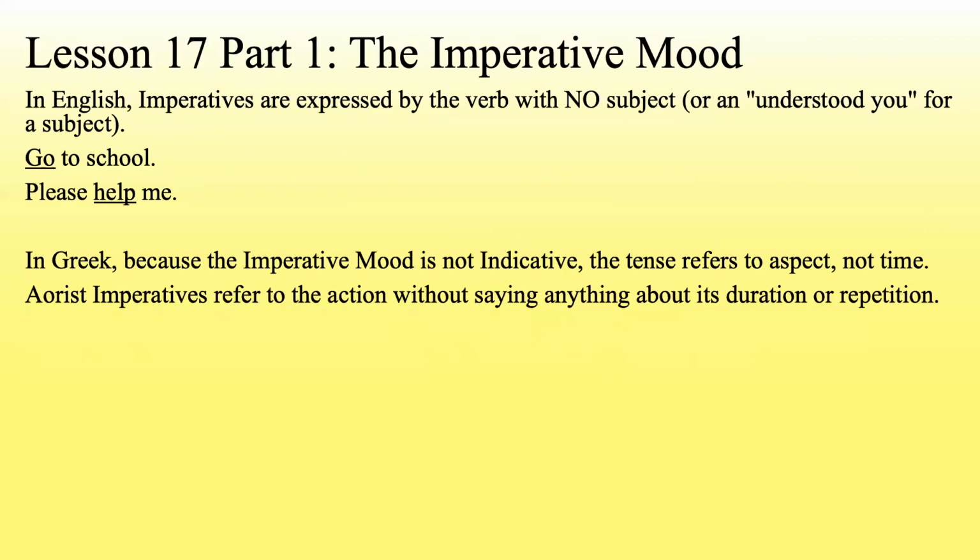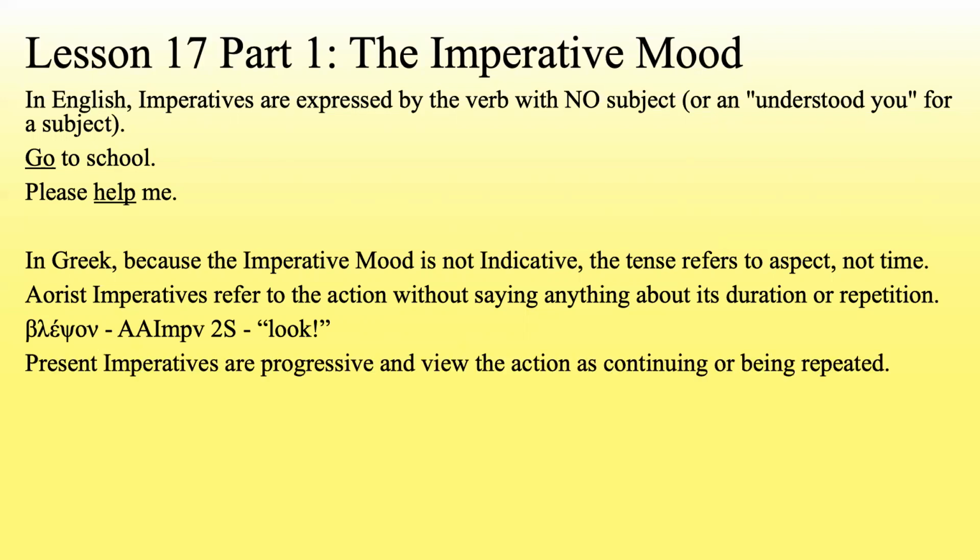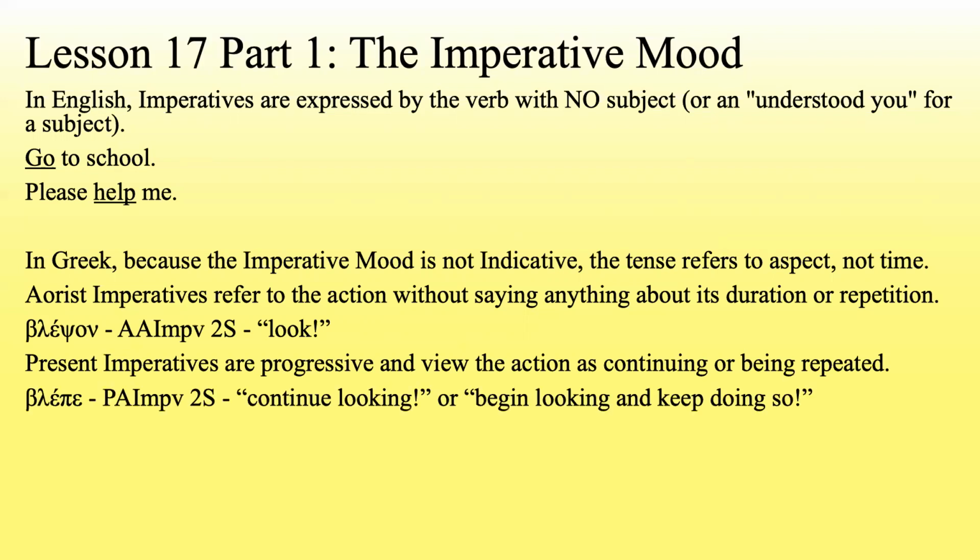In Greek, because the imperative mood is not indicative, the tense refers to aspect, not to time. So there's very little difference in meaning to us between the present and the aorist. Aorist imperatives refer to the action without saying anything about its duration or repetition. So, for example, blepson is an aorist active imperative second singular. It means look. Present imperatives are progressive and view the action as continuing or being repeated. So blepe would be present active imperative second singular, sort of like continue looking or begin looking and keep doing so. Has a little bit of that idea of duration.